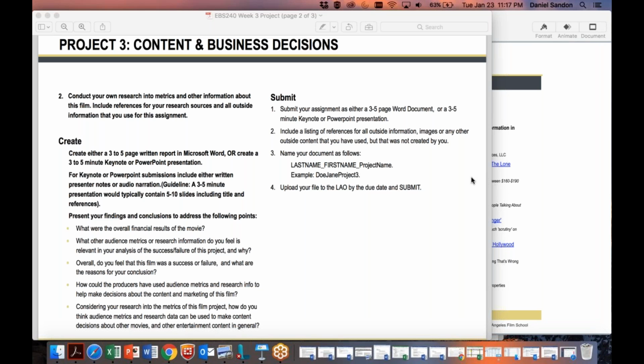And finally, considering your research into the metrics of this film project, how do you think audience metrics and research data can be used to make content decisions about other movies and other entertainment content in general? So this last question is kind of a more broad question, thinking beyond just this film. We want you to think about how you could use audience metrics and research information to make content decisions about other entertainment content.